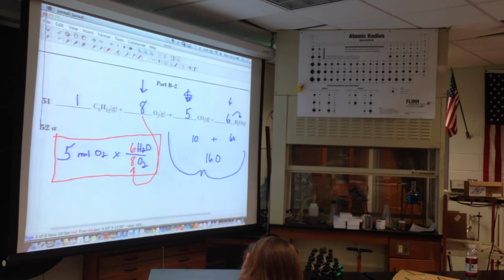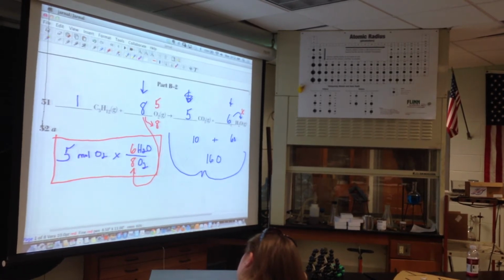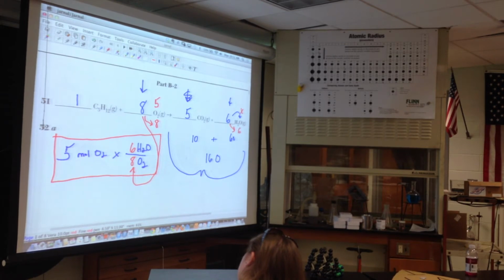Okay? Here's how you could have done it also for those that struggle with the math. They gave me 5 O2. So I put the 5 over the O2. They wanted something about the water, so X over the water. What's the coefficient in front of the O2? 8. 8 becomes your denominator. What's the coefficient in front of the water? 6. And there's your answer. 5 over 8 equals X over 6. They just wanted the setup.